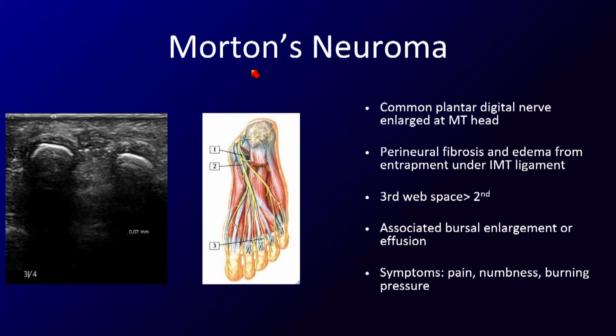And normally this is seen at the level of the metatarsal head where it is enlarged due to the presence of perineural fibrosis and edema. Most common location is the third web space, so we're going to be scanning at this level. And many times you may see an associated bursa that is distended with fluid. So many times our measurements will actually be larger than what is seen surgically, and that's because our measurements will include that thickened and/or fluid distended bursa.